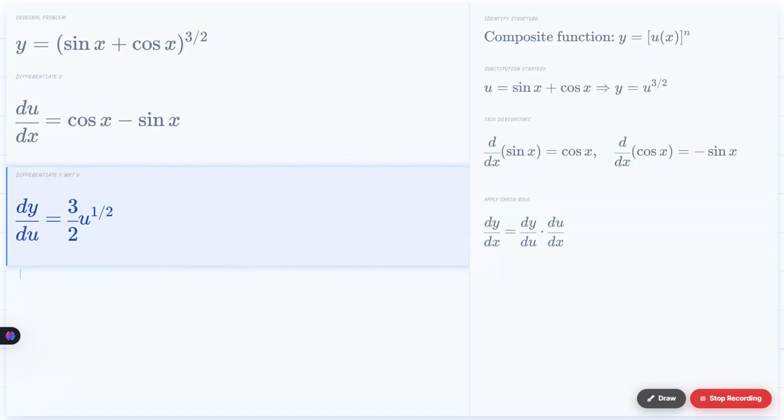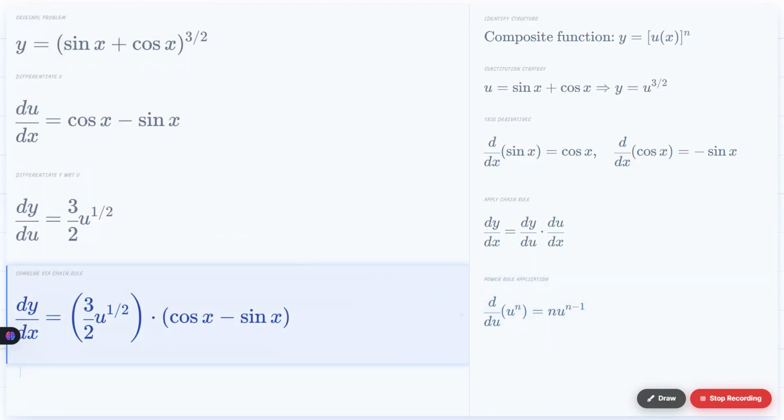We find the derivative of y with respect to u, which is 3/2 times u to the power of 1/2. We do this to find how the outside part changes. This uses the power rule on the letter u. We use the power rule, which says the derivative of u to the power of n is n times u to the power of n minus 1. We do this to solve the exponent part. The rule tells us to move the power to the front and subtract 1 from the power.